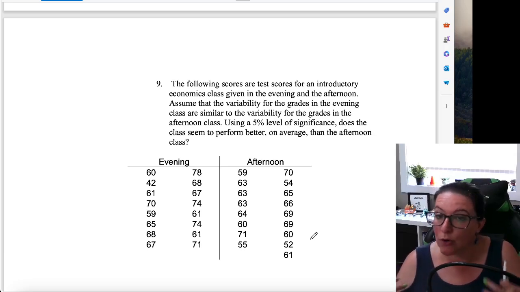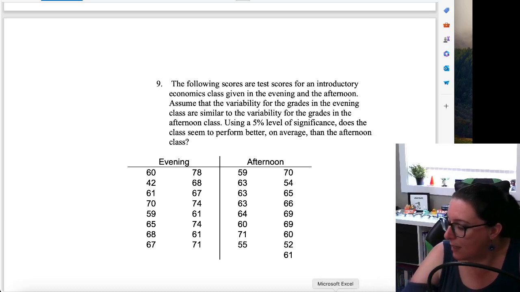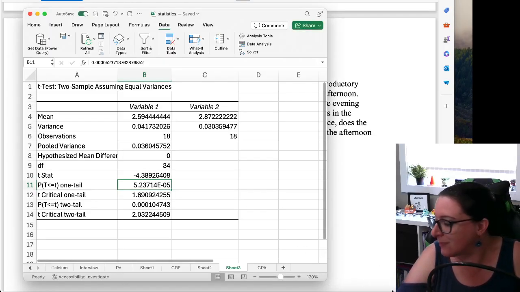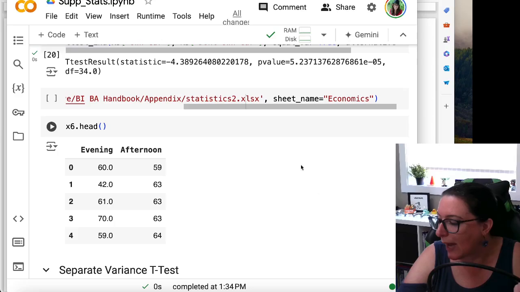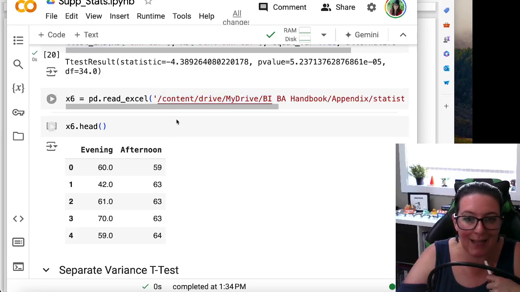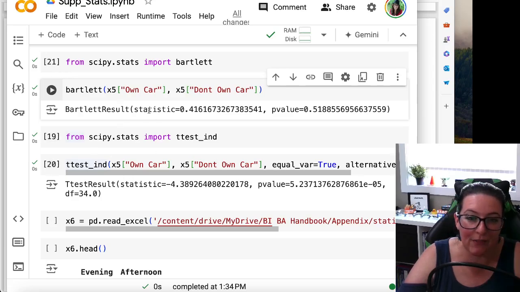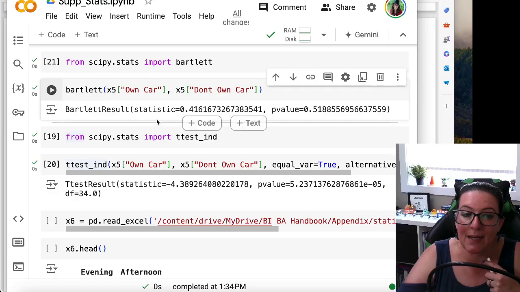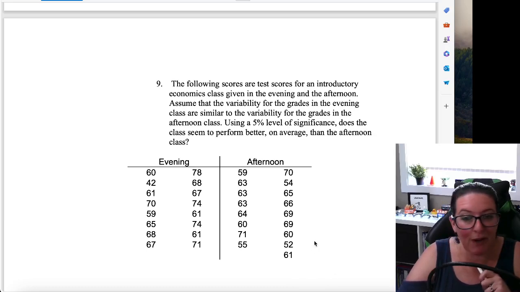So can you create a null and alternative hypothesis and then perform this test in Excel, and perform this test in Python code in Google Colab? And so we do have here for you, import that table and run that. So same code as you did before. You can even test the variability. Can you answer the question of, using a 5% level of significance, does the evening class perform better on average than the afternoon class?